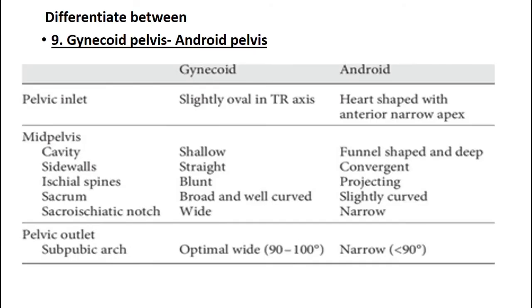Precipitate labor. Differentiate between gynecoid pelvis and android pelvis. In the gynecoid pelvis the inlet is slightly oval, and the android is heart-shaped with an anterior narrow apex. The mid-pelvis cavity is shallow, straight, blunt, broad and well-curved, and the sacroischial notch is wide. But in android, the cavity is funnel-shaped, the side walls are convergent, ischial spines are projecting, sacrum is slightly curved and sacroischial notch is narrow. The pelvic outlet in the gynecoid is optimal and wide, whereas android is narrow.